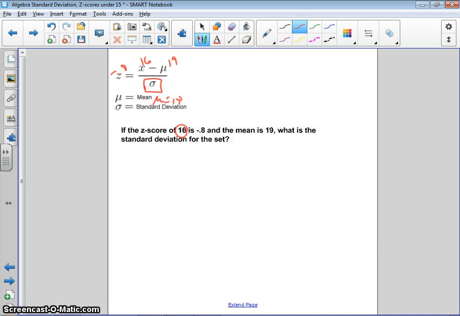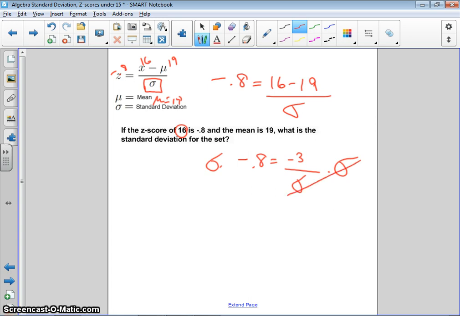If I write this a little bit neater, I get negative 0.8 is equal to 16 minus 19 over the standard deviation, which we don't know. Well, we can do 16 minus 19. That's pretty easy. So that gives us negative 0.8 is equal to negative 3 over the standard deviation. Now, we can't solve this when we have standard deviation on the bottom of a fraction. So we're going to multiply both sides by standard deviation. These two cancel out. Just gives us a negative 3 left on this side. And over here, we've got standard deviation times negative 0.8.